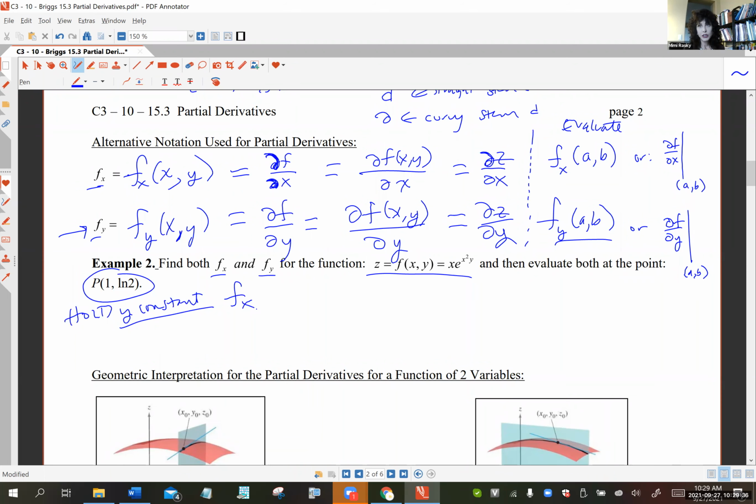Just temporarily, you're treating y as a pure number. Now, I want you to notice something. This is a hard problem, because we have the product of x with the exponential that also has x, so we are going to need the product rule.